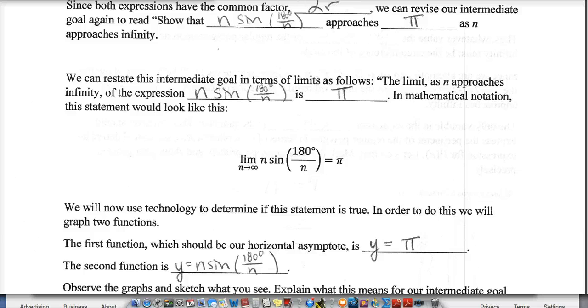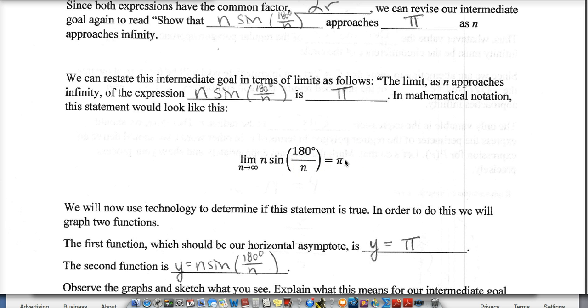And in this screencast, I'll be talking about the technology demonstration that I give that's part of showing that the circumference of a circle is 2 pi r. So up to this point, we've established that we can show that the circle circumference is 2 pi r if we can show that the limit as n goes to infinity, as we can see here, of this expression n sine 180 over n is equal to pi.